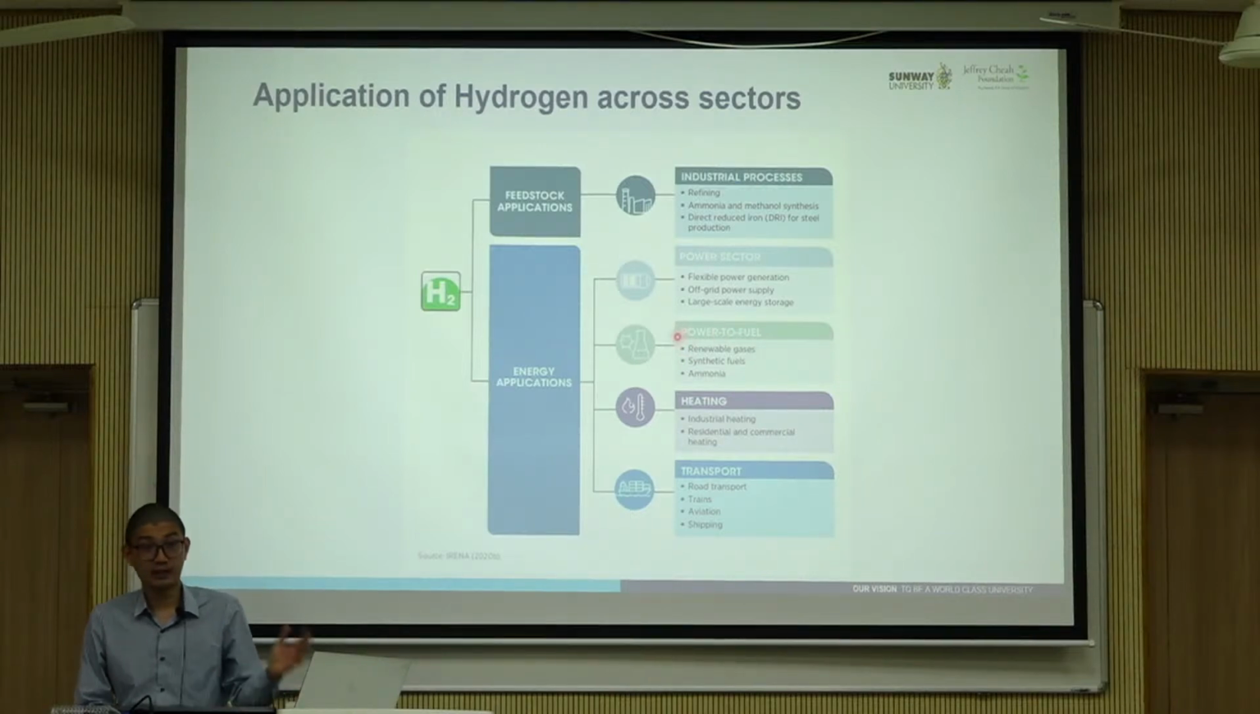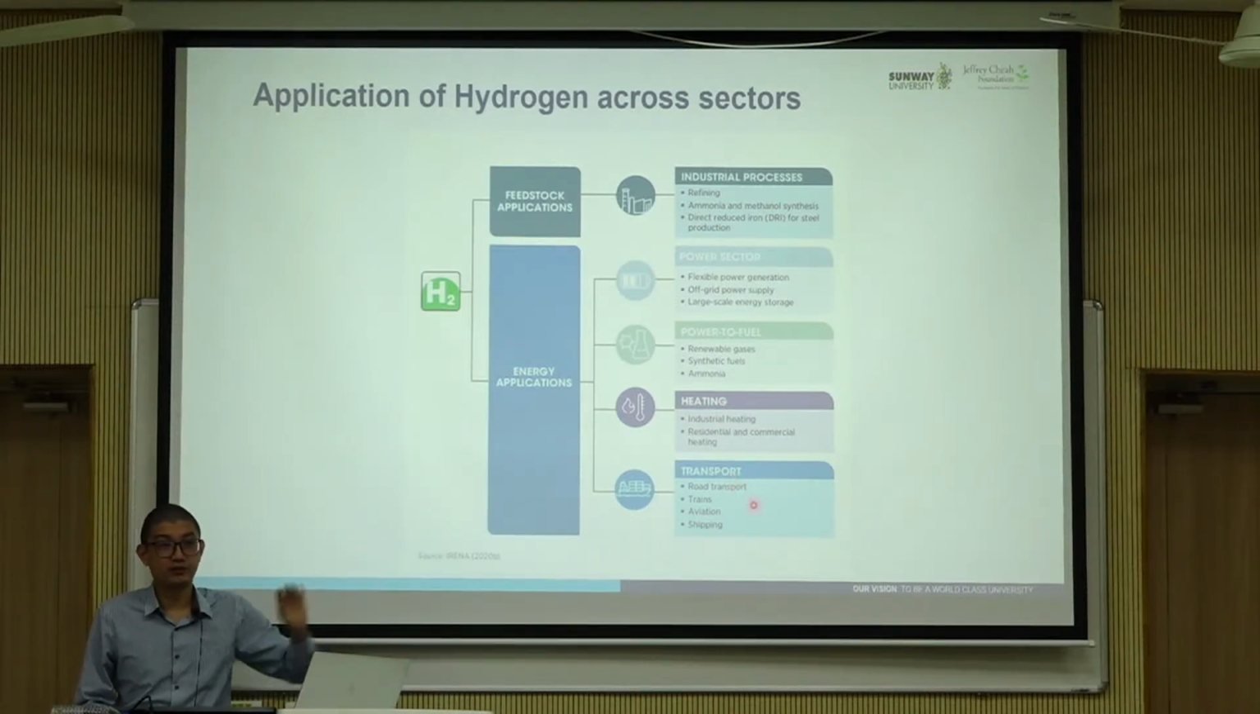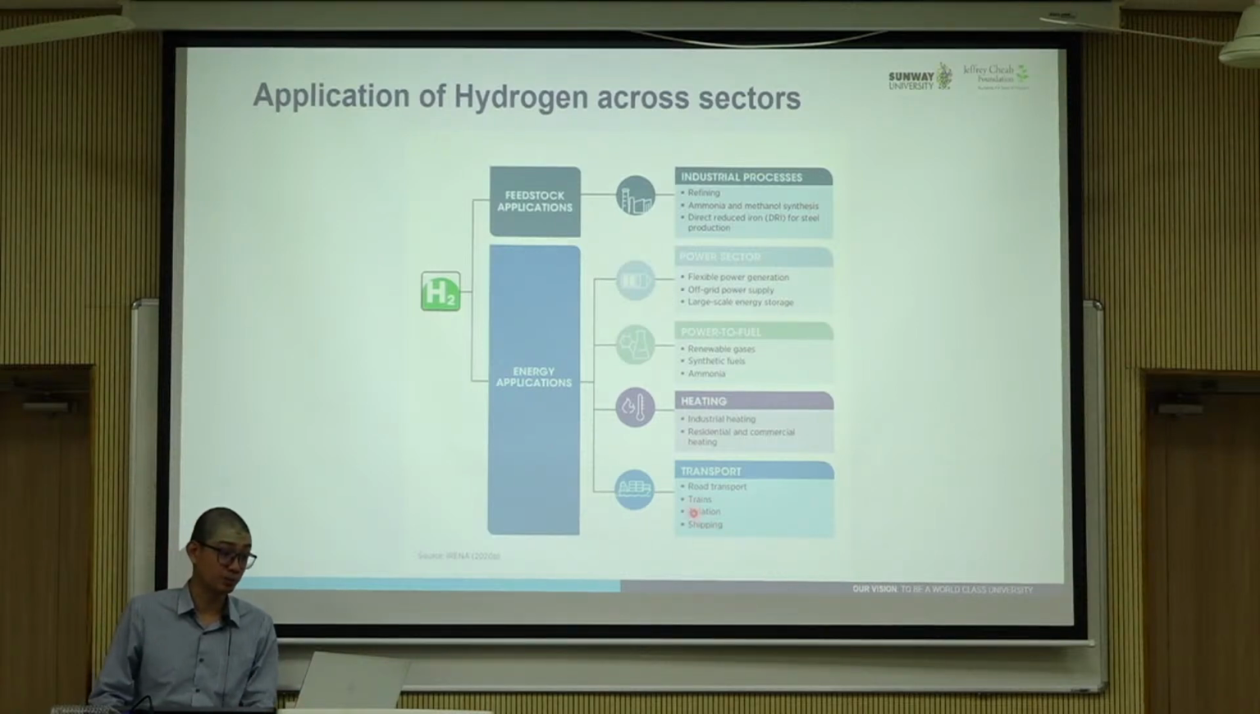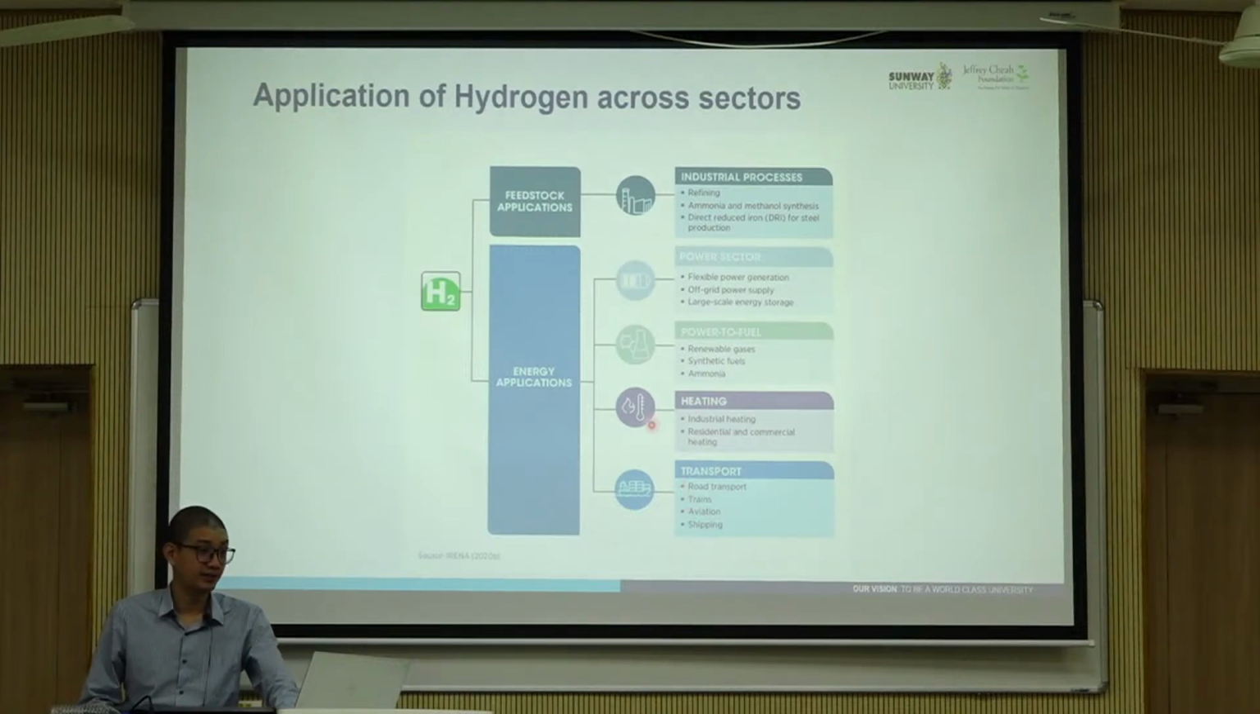So from the power, it can be converted into other types of fuel. It can be used in industry for heating, and also for residential or commercial heating. Lastly, it can be used in transportation. Currently in Europe, we already have hydrogen fuel cell buses and heavy-duty vehicles. At the same time, some aviation, trains, and shipping are also shifting to hydrogen power. So it can be used in the transportation sector. So these are the fuel applications for hydrogen energy.